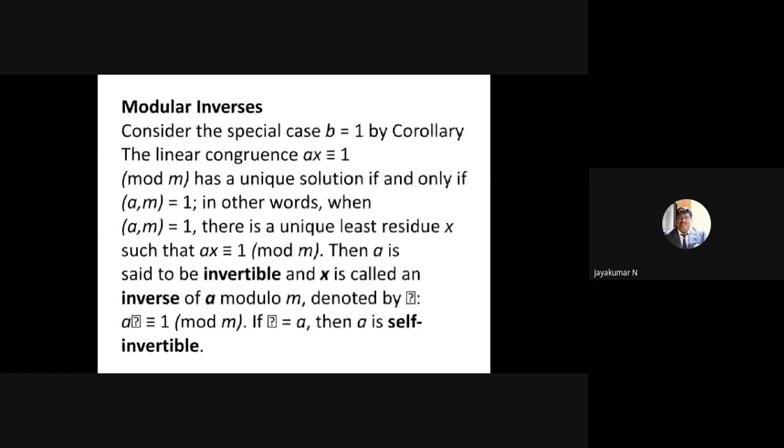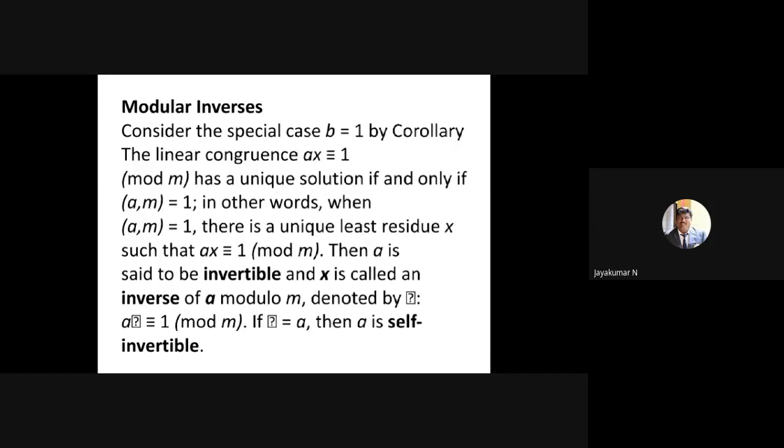My next topic is modular inverses. The general form of linear congruence is Ax congruent to B mod M. If you take B equal to 1, you get Ax congruent to 1 mod M. So it has a unique solution if and only if the GCD of A comma M is equal to 1. So it can be expressed in another way: there is a unique least residue x such that Ax congruent to 1 mod M, then A is said to be invertible and x is called an inverse of A modulo M.